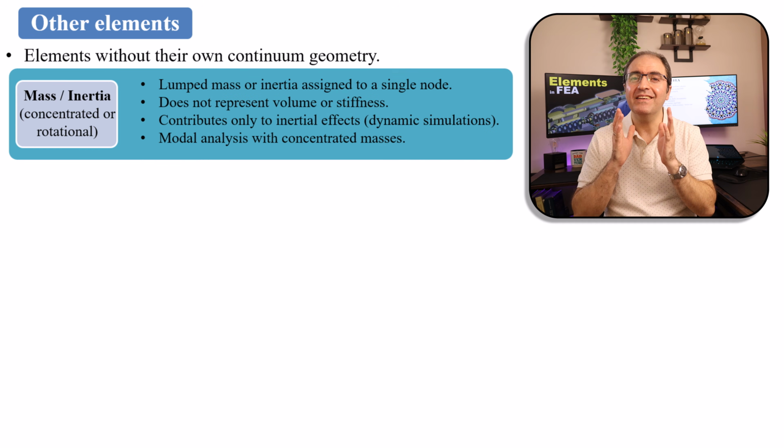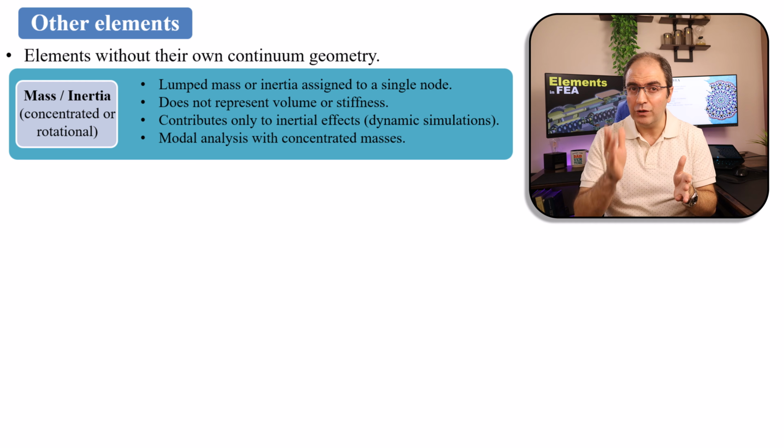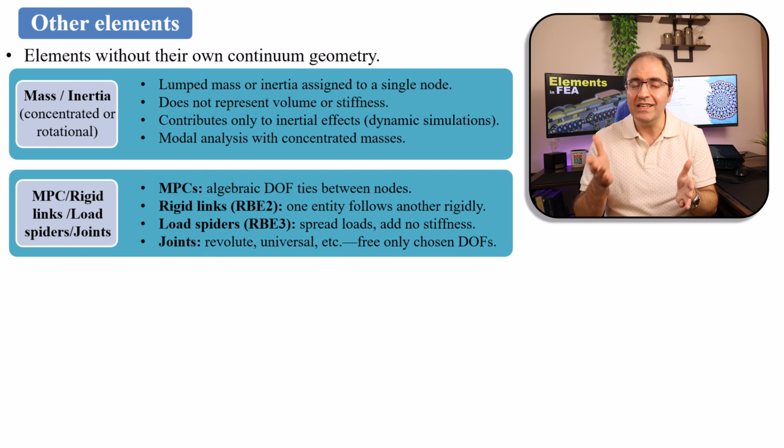First, mass and inertia elements. These are lumped properties attached to a node. They don't contribute stiffness or volume, but represent inertia in dynamic simulations and modal analysis. Next, MPCs, rigid links, load spiders, and joints. These help you define relationships between nodes.